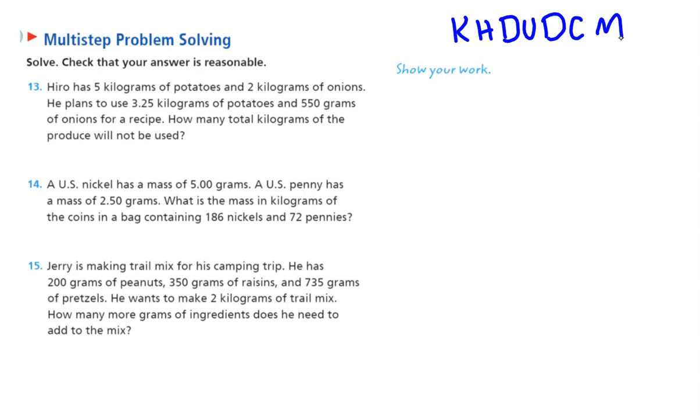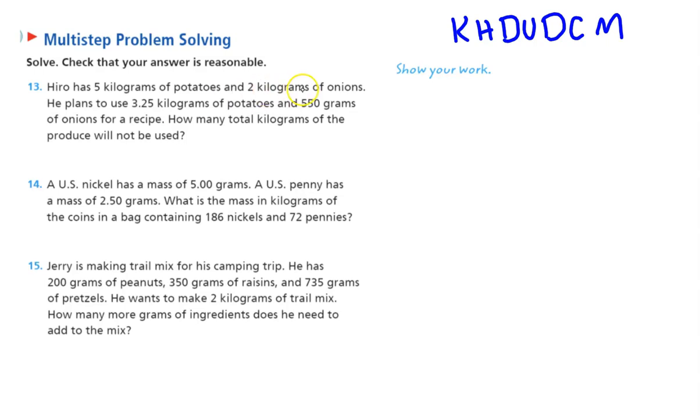So it says Hero has 5 kilograms of potatoes and 2 kilograms of onions. He plans to use 3.25 kilograms of potatoes and 550 grams of onions for a recipe. How many total kilograms of the produce will not be used? So there's actually quite a few different things that we have to do here. First, we need to figure out how much produce he has altogether, and then we have to figure out how much produce he has used, and then we can figure out how much produce is not used.